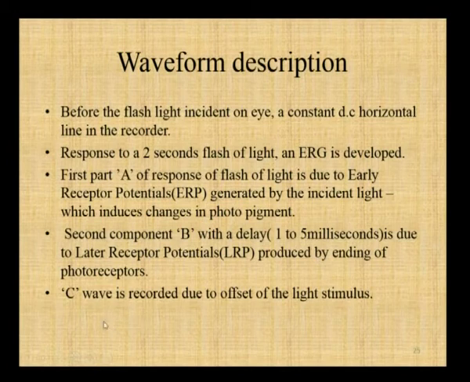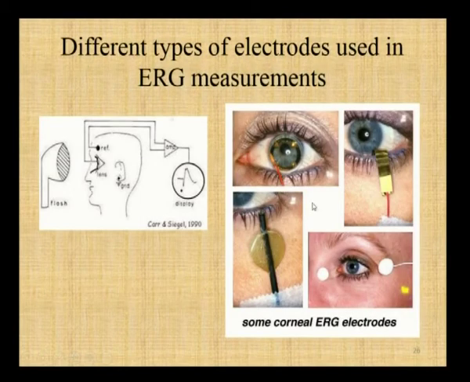And the third position, C on the waveform. After B it will stay slightly constant and then increase further. This is because of the offset of the light stimulus. After that no light is incident on the eye. This diagram shows the ERG recording setup and also the position of the electrodes in the various parts.